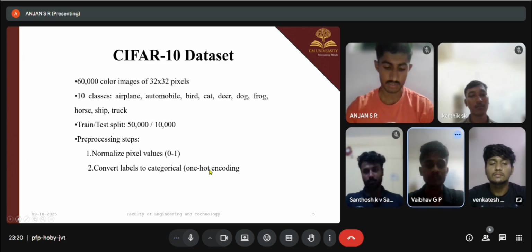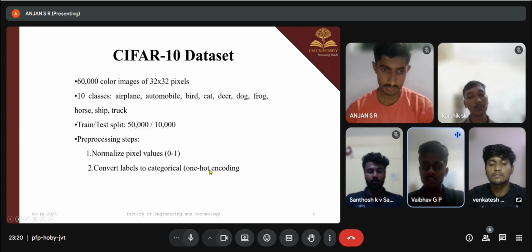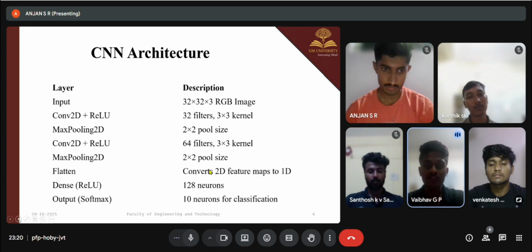evaluating model generalization. Before feeding images to the CNN, we applied basic preprocessing steps, namely normalization, which scales pixel values between 0 and 1 to ensure uniform input, and label encoding, which converts class labels into categorical form for multi-class classification. Overall, CIFAR-10 provides a balanced and challenging dataset for testing the efficiency of deep learning models like CNNs.